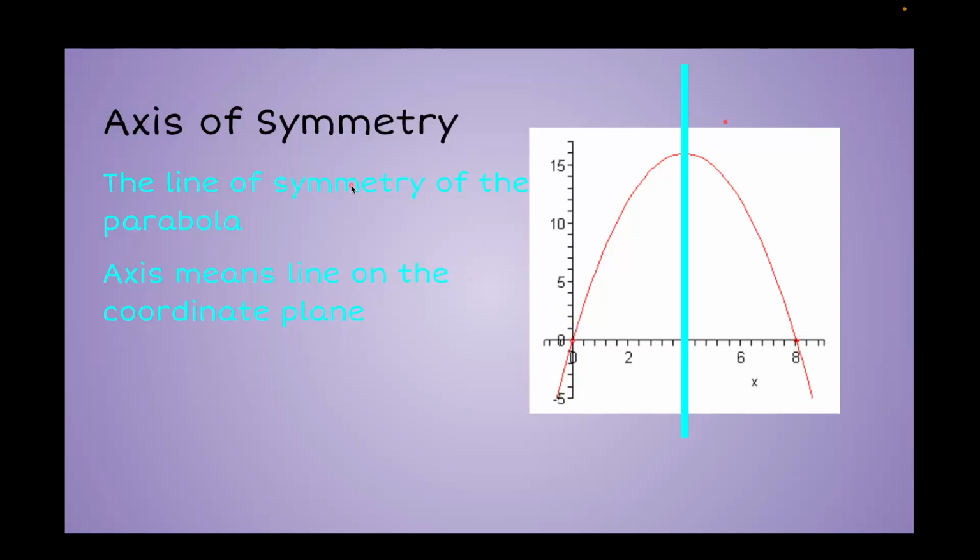So why is this not just called the line of symmetry? Well, axis is basically a math word for a line on a coordinate plane. That's why it's axis of symmetry. Like the x-axis and the y-axis, those are both lines. That's a line, this is a line, and the axis of symmetry is also a line.